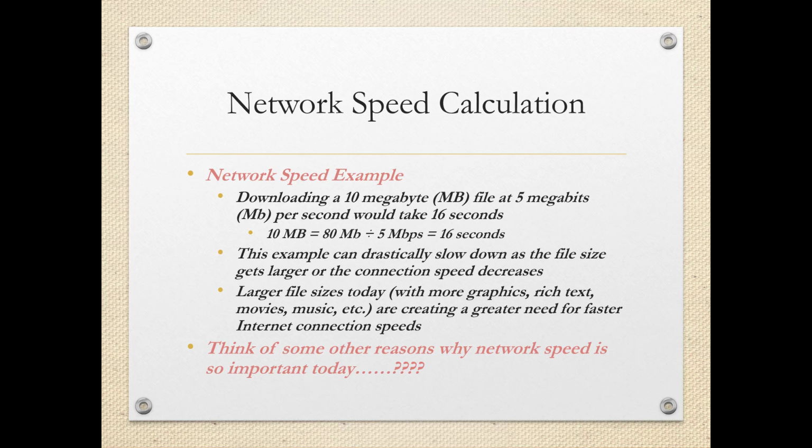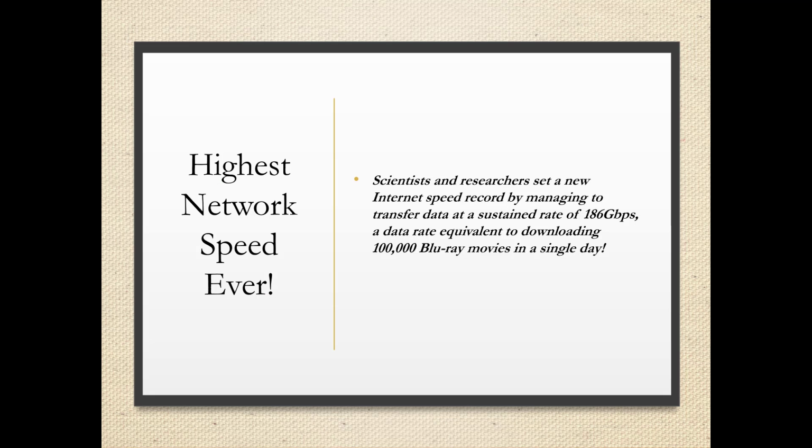The file sizes today are creating a greater need for faster internet connections, and we want it in real time. We don't want to do it asynchronously. We want to do it synchronously, right? We want to watch live TV. Like for instance, with Spectrum, I'm able to watch TV through an app instead of getting a box because it's free, so instead of paying a monthly box fee. So kind of think of some of the other reasons why network speed is so important today. I'm sure you can probably think of a lot.